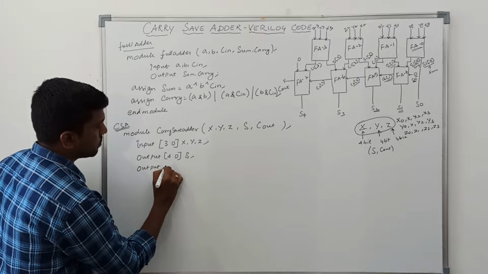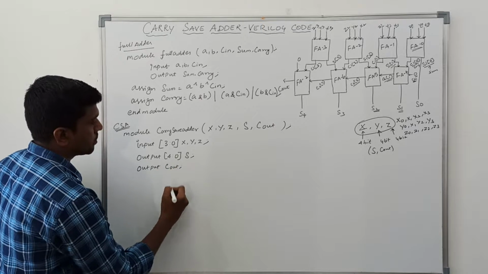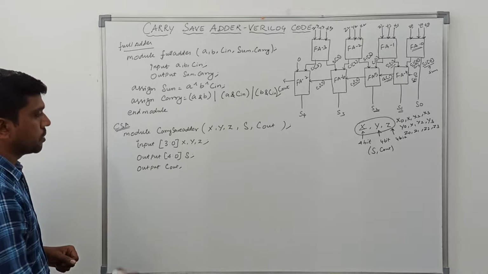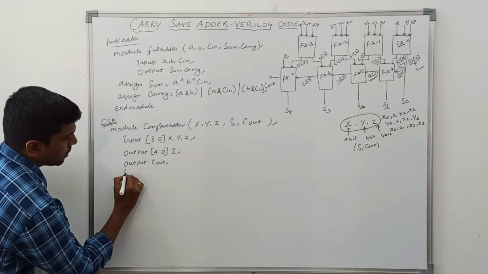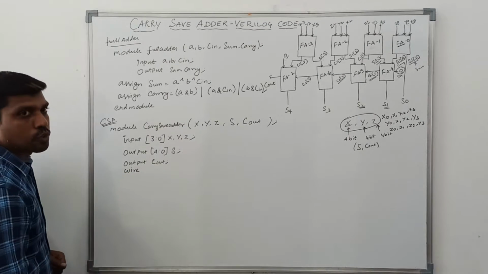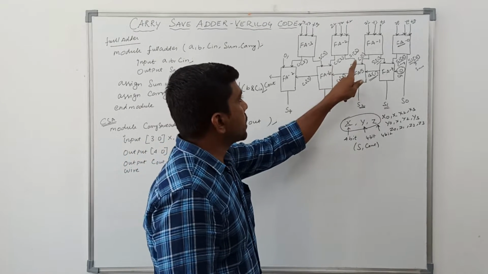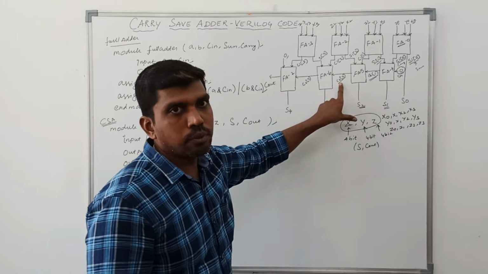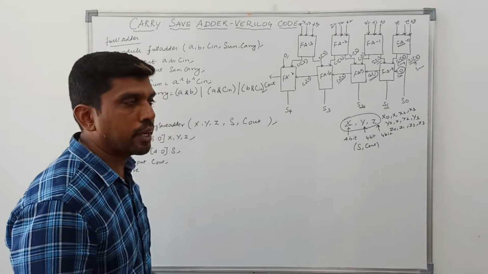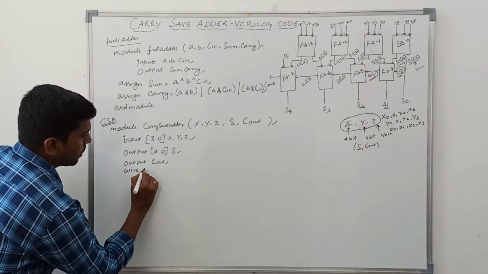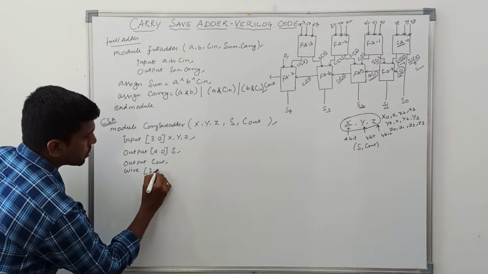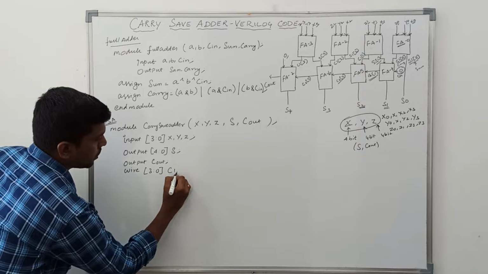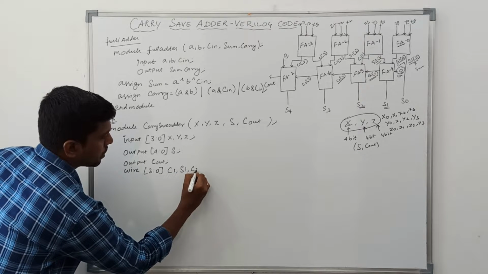Then output C out, so carry out value. Then the declaration of wire signals. In this structure we have three wire signals: C1, S1 and C2. These three signals are considered wire signals. So it's a 4-bit value: 3 down to 0, C1, S1, C2.